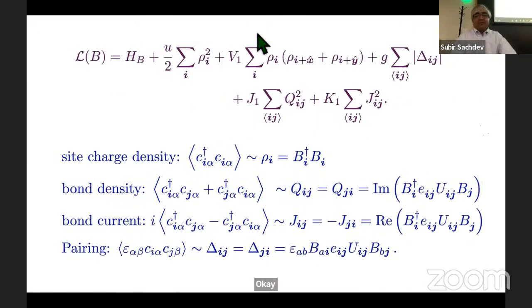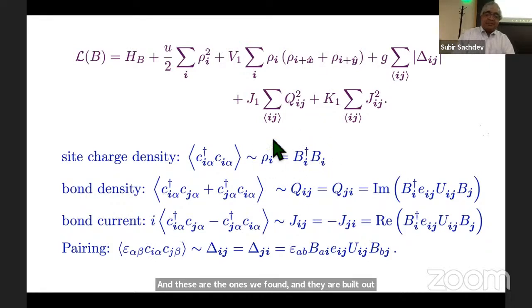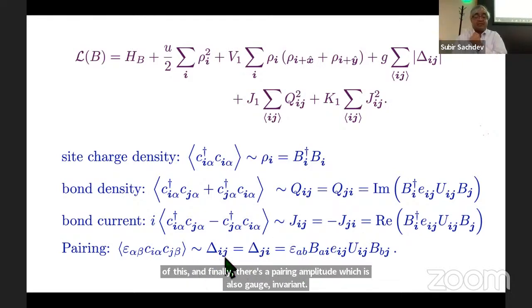All right, so you can now look for quartic terms. And these are the ones we found. They're built out of bilinears of the bosons, which have a very simple physical interpretation. So this B dagger B under symmetry is just like the local charge density on the site i. Then the kinetic energy of the fermions becomes this particular combination of the Bs. Why is it imaginary? Well, you have to look at the details of the PSG. Similarly, the current on any bond, J, is the real part of this. And finally, there's a pairing amplitude, which is also gauge invariant and has charge 2e. So this is just the usual BCS order parameter on the bond.